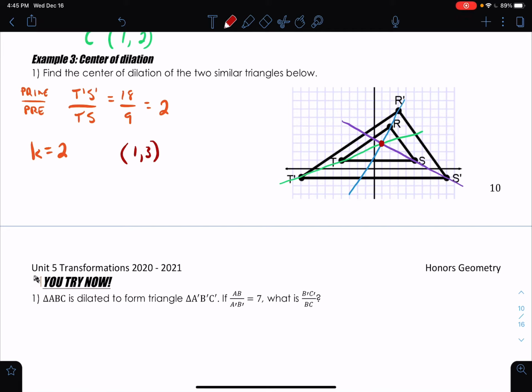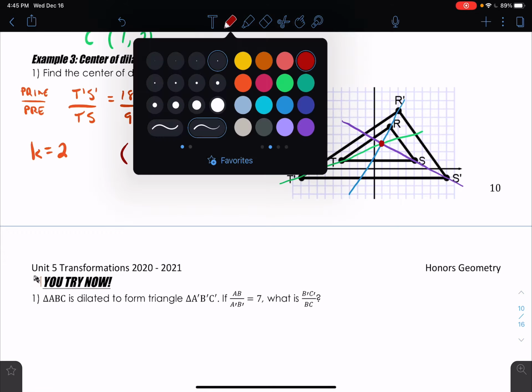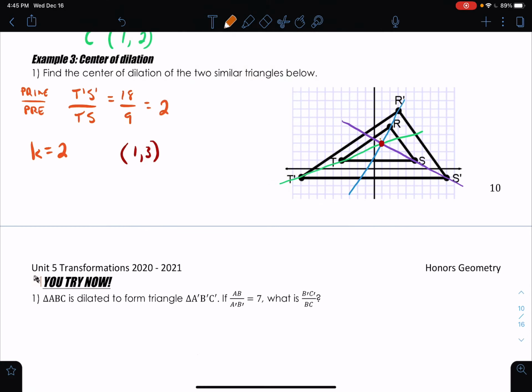Okay? Now, let's look at how our slopes are affected. So from this point, 1, 3, to get to R, I go up 2 over 1. Okay? So going to R, I go up 2 to the right 1. So my change in y is plus 2. My change in x is plus 1. To get to R', I go up 4. My change in y is 4. My change in x is 2. All right, so from that center of dilation, my slope was doubled to get to the image compared to the pre-image. To get to the pre-image, I went up 2 over 1. To get to R', I went up 4 over 2.